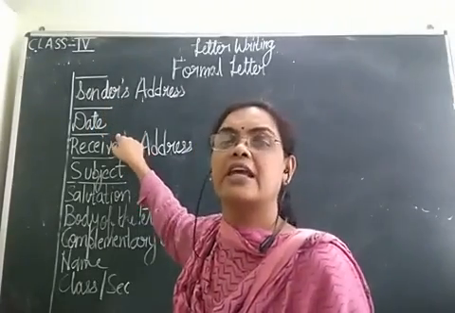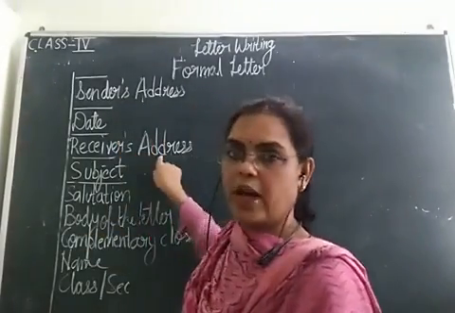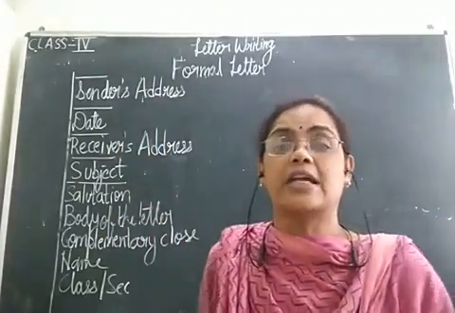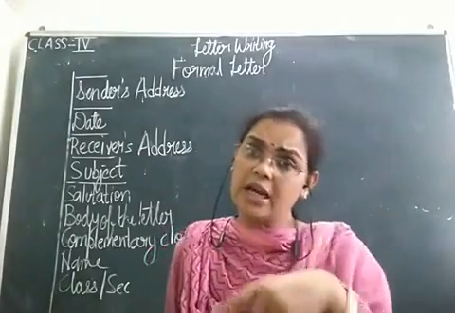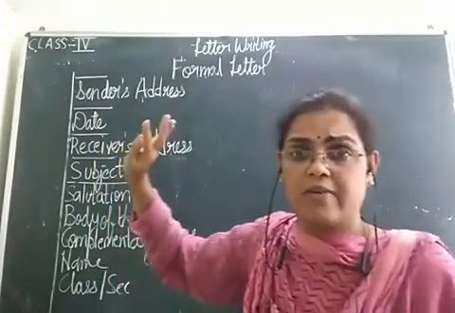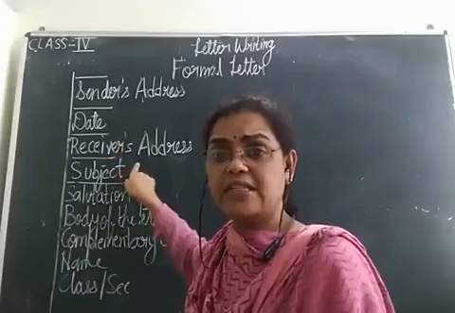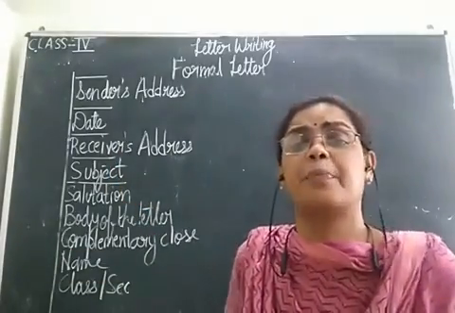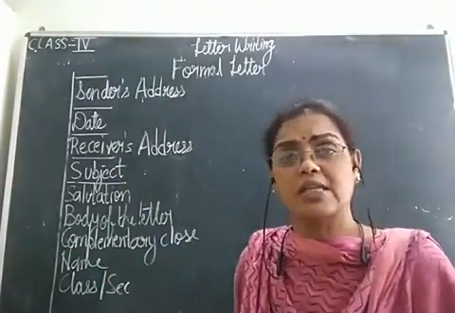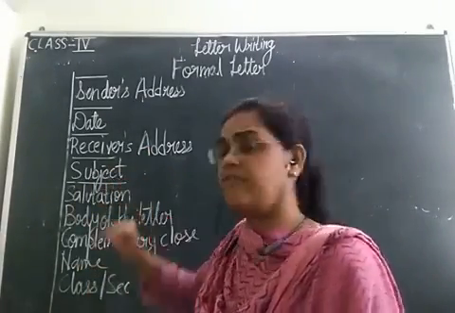Then you will write the date. Then again you leave one line. Then you write the receiver's address. Sender's address कौन बेटा? जो letter लिख रहा है. That is your address. And I hope everyone knows their address very well. Then date, leave one line. Then the receiver's address. Receiver's address is the person who is going to receive your letter. Then again leave one line.